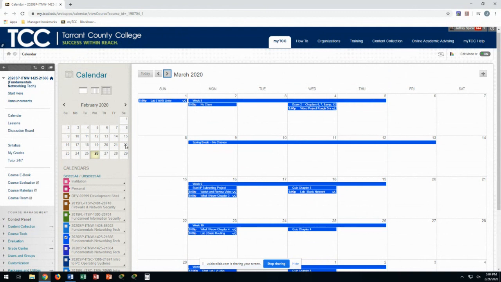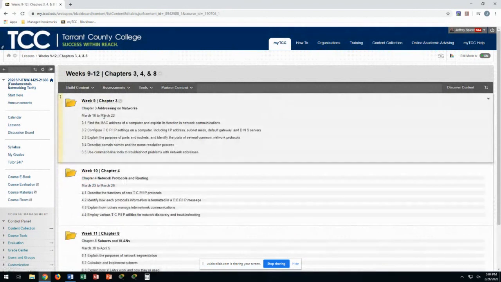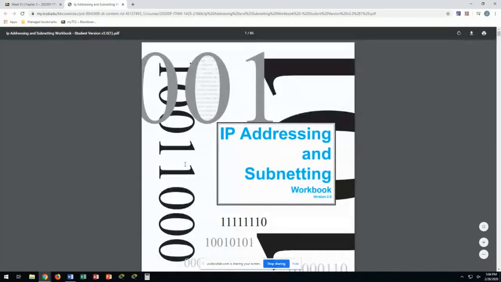If you go into the week 9 section under lessons, there is an IP address subnetting workbook, student version 2. Some of you that have had me in prior classes know this from extra credit, but you were assigned a small portion of this. You are in networking, so you get to do the entire packet. Oh, it's not bad.